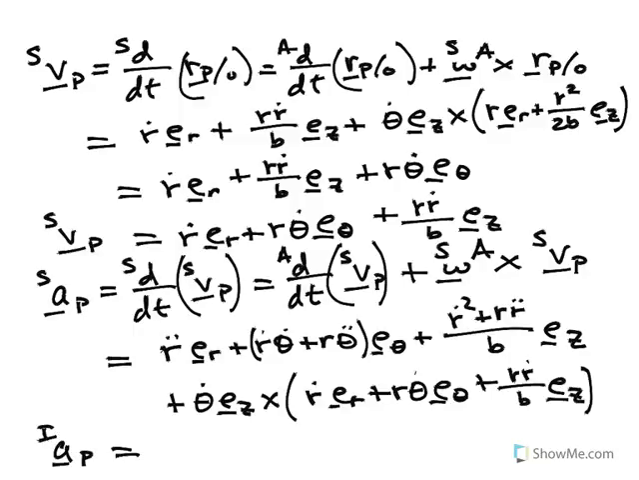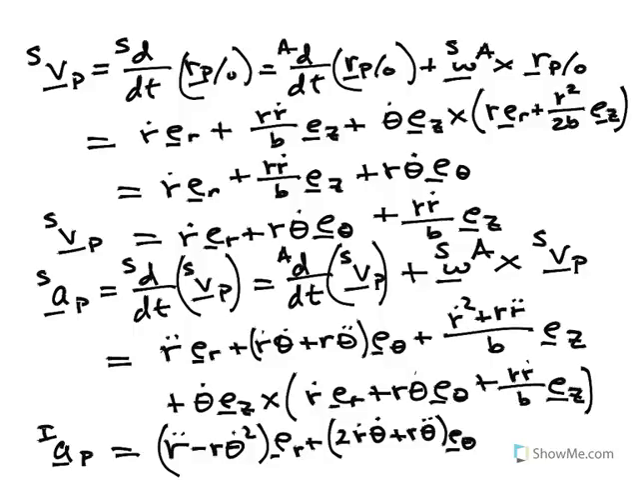which is equal to, if we go through this, well, e_z crossed with e_r is e_theta, and e_z crossed with e_theta is minus e_r, so I get r double dot minus r theta dot squared e_r plus, I've got the terms involving e_theta, which is 2r dot theta dot plus r theta double dot e_theta, and then I have the term involving e_z, which is r dot squared plus r double dot all divided by b, and then this is multiplied by e_z. Now I have the acceleration as viewed by an observer in the inertial frame. So I'm done with that, and this should actually be in S. Acceleration as viewed by an observer in the inertial frame. So now I have that.